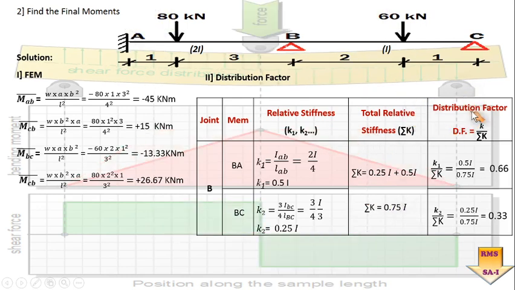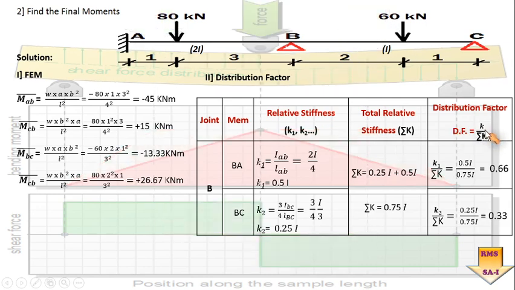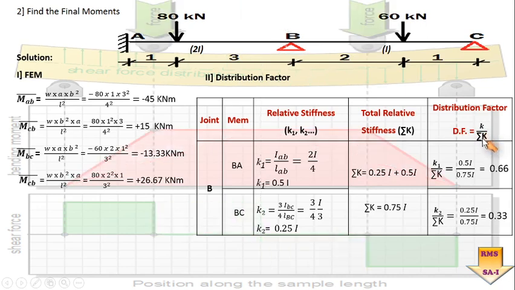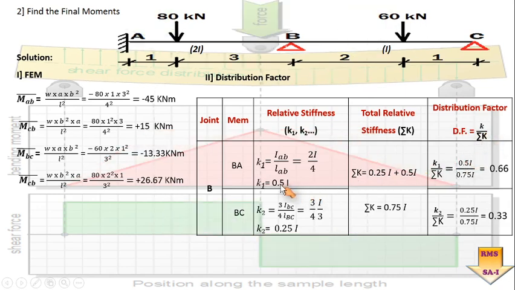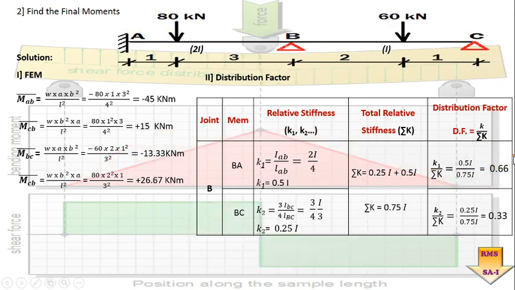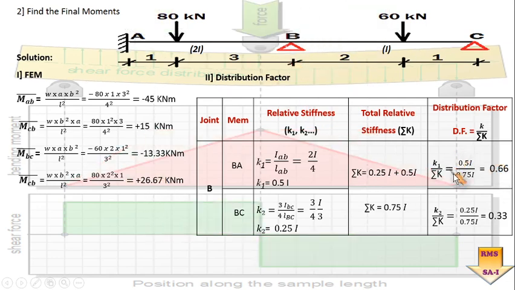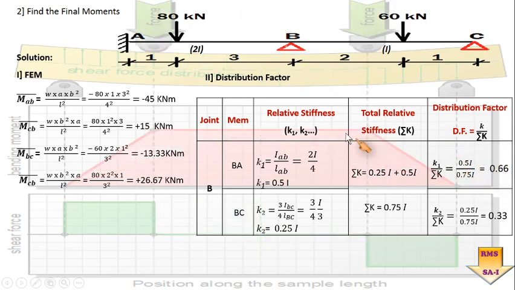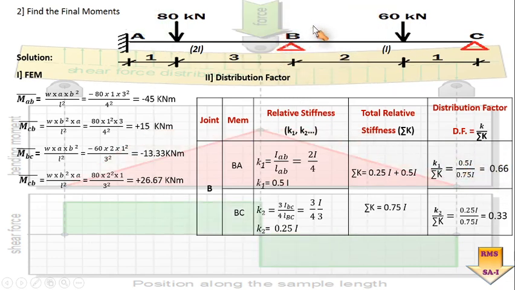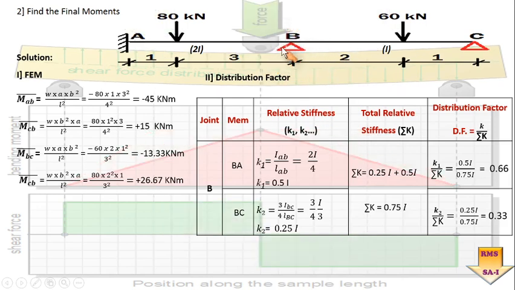Now, as far as the distribution factor is concerned, what is the distribution factor? It is the ratio of relative stiffness of an individual member divided by the total stiffness about that particular joint. So accordingly, we have substituted the value of K1 and summation of K, and we got the value 0.66 for the member BA about point B. Whatever distribution factor we find are related to that common joint. So here I am finding out the distribution factor about this particular joint B.